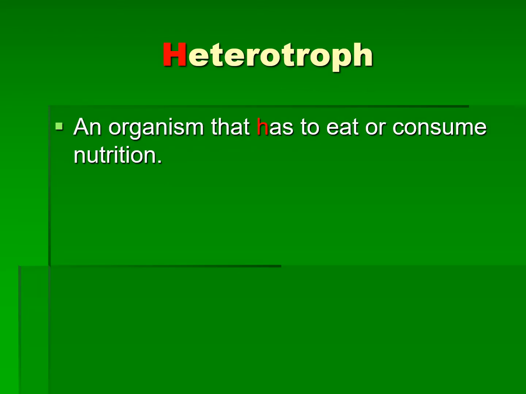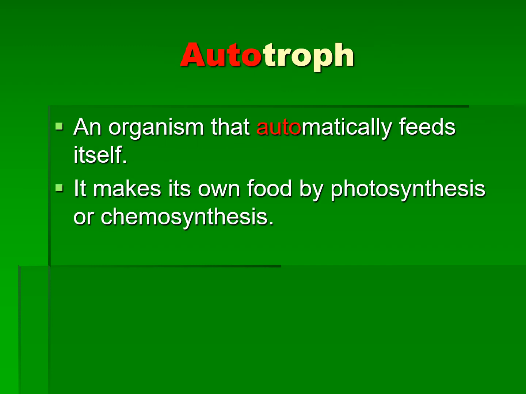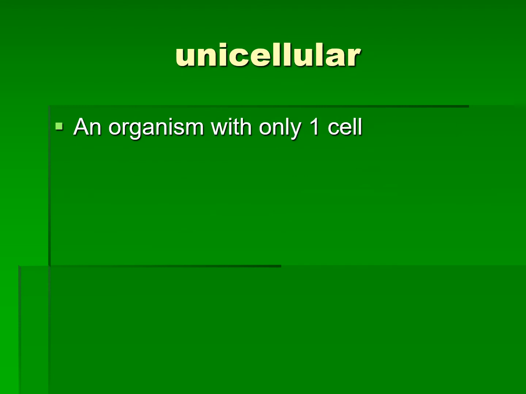Right, so within eukaryotes, we are looking at heterotrophs, and these are organisms that have to eat or consume for nutrition. These are organisms that get their nutrition, which is troph, from different places, so different eating. An autotroph automatically feeds itself, through photosynthesis or chemosynthesis, so automatically eating. These are going to be plants and some bacteria.